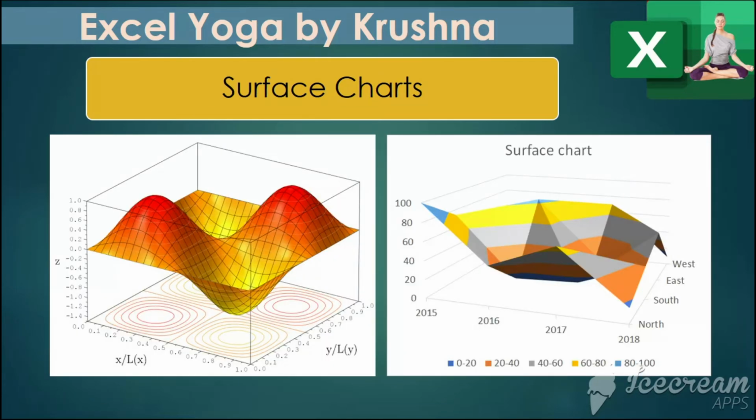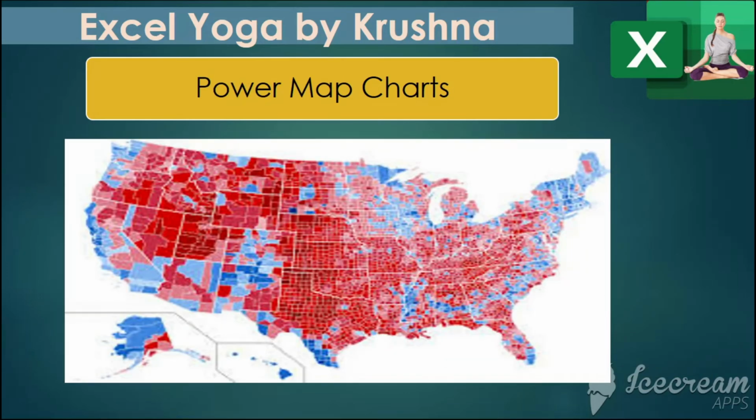Then surface charts, it's a bit of statistical analysis we can show with that. And then power map charts. When we show something on a map, we can use this chart, like in which part of the world the most things have happened. Suppose I'm talking about sales. Suppose in the European region the sale has been done in a very vast way, so we can show that in the European region it's bold red, and somewhere it's done very little, so we can show that in different colors.